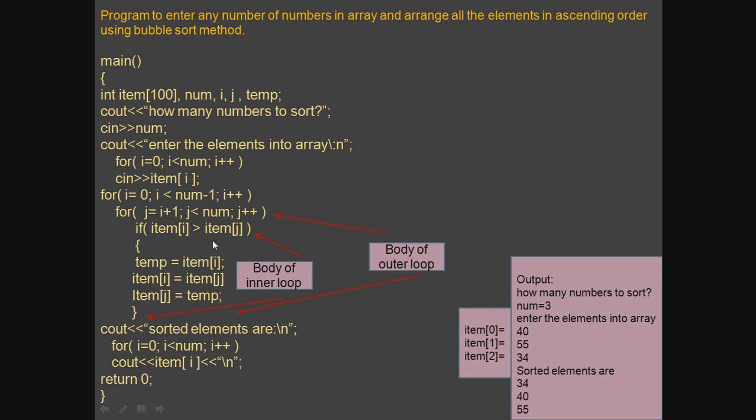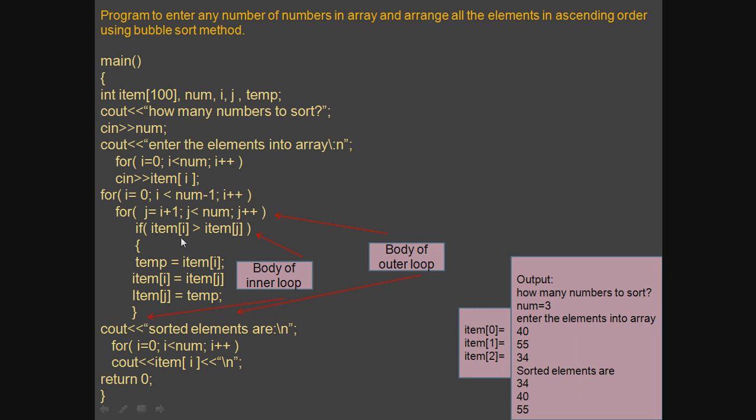If item i, that is item 0, is greater than item j, which is item 1: is 40 greater than 55? No. When it is no, the body of this if block does not get executed because this is false. Only when this is true does the if body get executed. After the body of the for loop, it comes here and increments, so j is 1 plus 1, 2. 2 is less than 3, yes, so again it executes the if block.